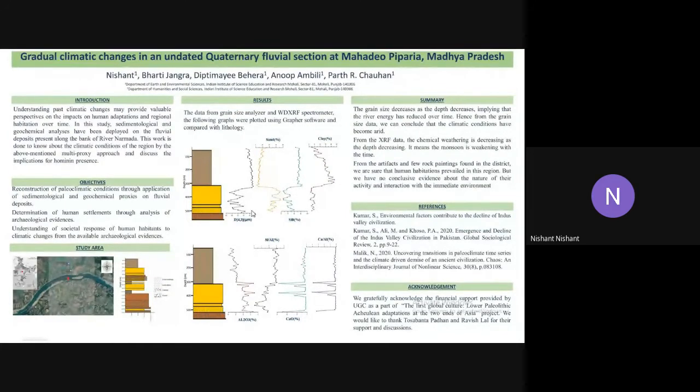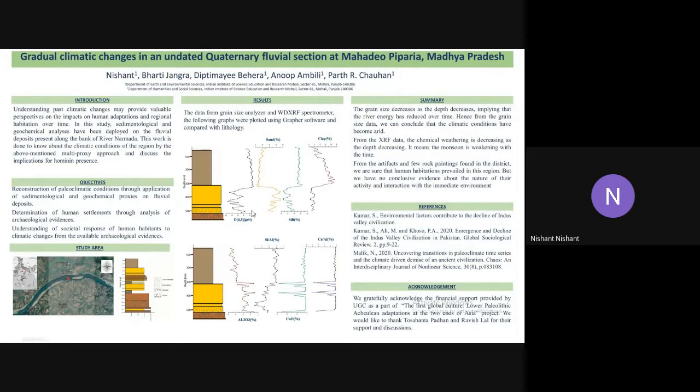This is the paleoclimatic part of this work, and in this study we've used sedimentological and geochemical analysis on the fluvial deposit. The objective of our work is first to reconstruct paleoclimatic conditions, then to determine human settlements through archaeological evidence, and then to see what the societal response of human inhabitants to climatic changes was.